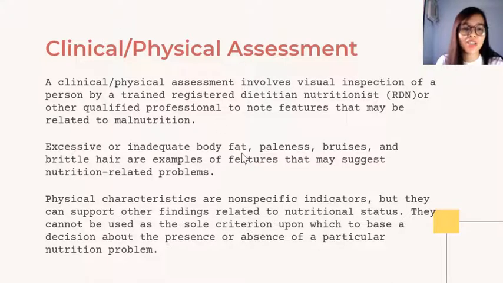Physical characteristics are non-specific indicators. When we say non-specific, it's not so sensitive. It doesn't usually mean that if you are pale, then you are malnourished, or if you have bruises, it means that you have problems with your nutrition. It's not so specific, but they can support other findings related to nutritional status. They cannot be used as a sole criterion upon which to base a decision about the presence or absence of a particular nutrition problem. Again, there has to be a correlation with the biochemical data and other forms of assessment in order for us to have a clearer picture as to what the patient's problem is.